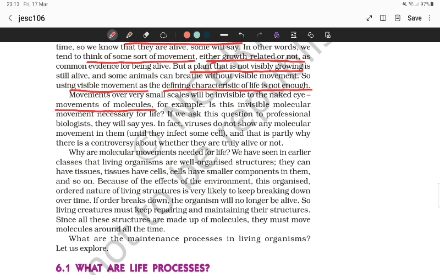So external behavior and external visible characteristics may not justify that the plant or animal is living, but every organism has some internal movements that take place within its cells. So that definitely makes it alive. In fact, viruses do not show any molecular movement in them. So viruses are as such not called living organisms, because they do not have any cellular structure. They do not show any internal movement.